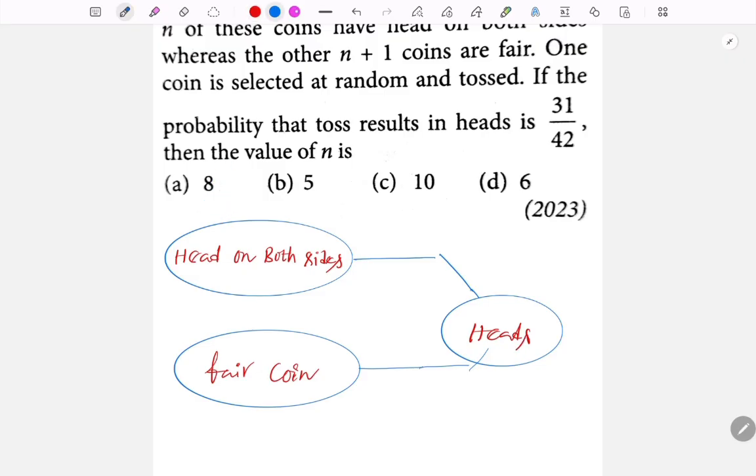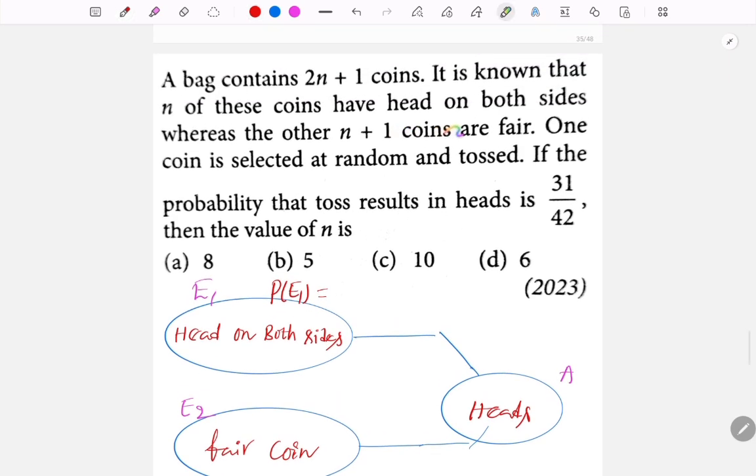Now define one by one. I'm denoting this as event 1 and this as event 2, and this is event A. Now find out the probability one by one. What is the probability of E1? What is favorable here? They give heads on both sides for the first event, favorable again, then total number of outcomes next. For the second event, favorable is n plus 1 and total outcomes this one.